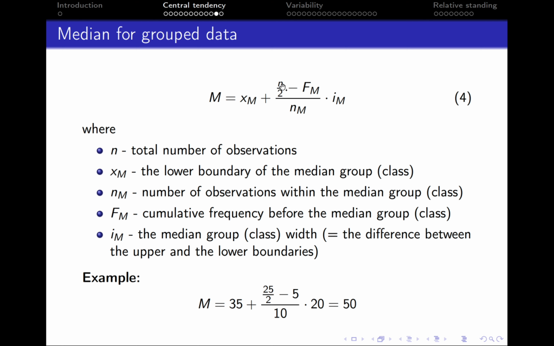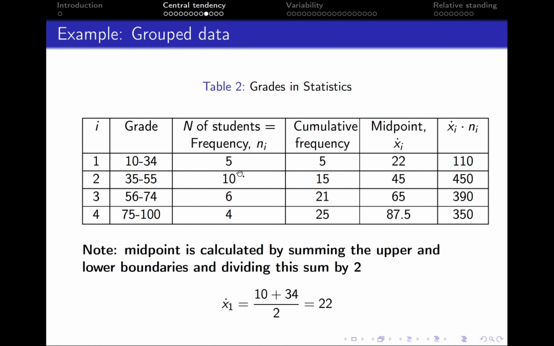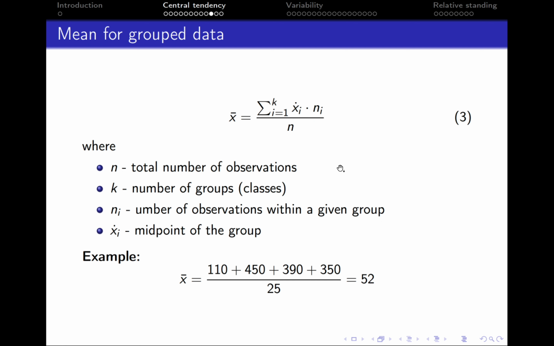Then we move to this fraction. n is the total number of observations, which we know is 25, which we'll divide by 2 and subtract fm, which is the cumulative frequency before the median group class. We've established that the median group is number 2, which means that the group before it is number 1, and the cumulative frequency within this group is just 5.